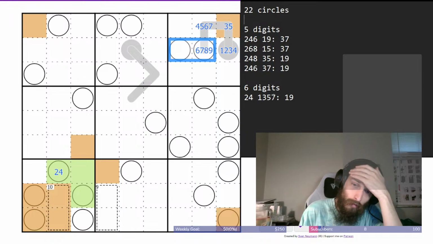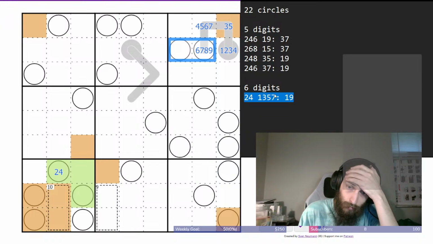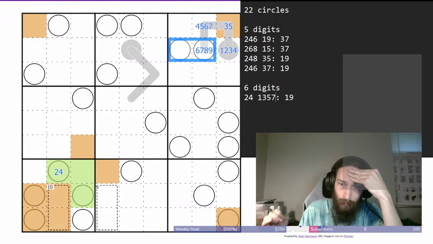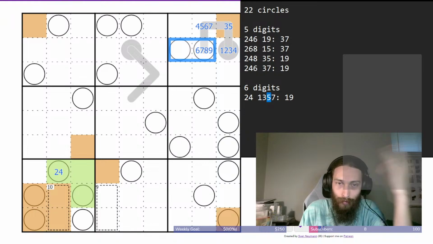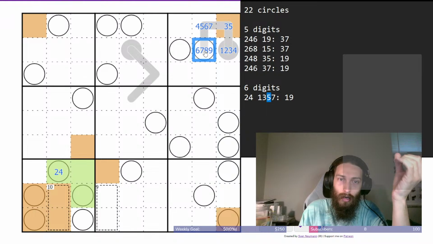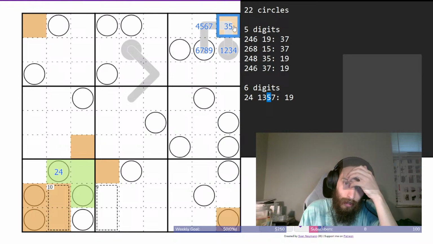Okay. So if we look at the 6 digits, then the end of this thermometer would have to be a 7. Because the highest digit in here is a 7, and the digit below it's a 5. This doesn't have anything less than a 6. So then this would have to be a 7. Then this would be 3 or 5.